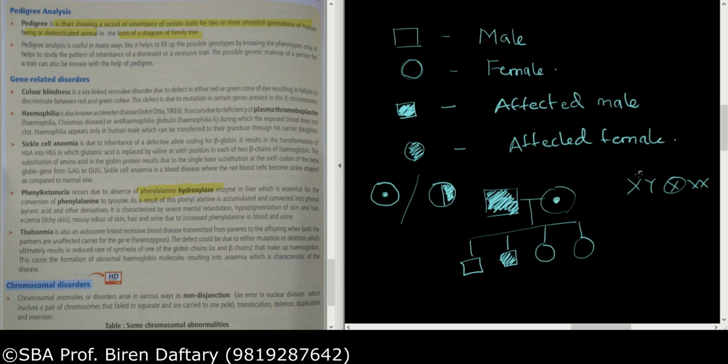So I will write a small c over here, and I will write a capital C and a small c over here. Okay, so if you see the females, one female will be a carrier, one will be affected. So how will I show? I will show this as the affected female and this as the carrier, correct? And what will happen to the male? One will be normal, one will be affected. So normal and affected. Do you understand how this cross is shown?